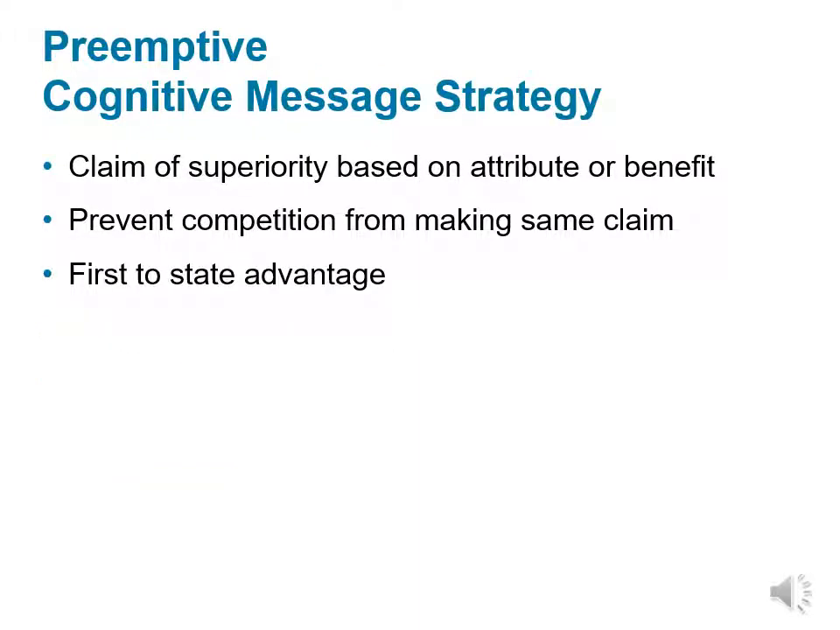A generic cognitive message strategy promotes a brand's attributes or benefits without any claim of superiority. In this advertisement, Community Trust Bank states that checks can be deposited anytime and anywhere. A preemptive cognitive message strategy makes a claim of superiority based on a product's specific attribute or benefit with the intent of preventing the competition from making the same claim.